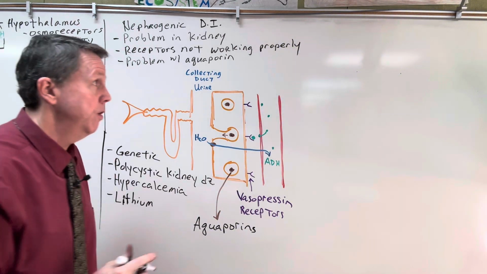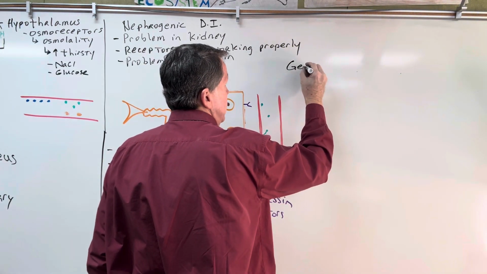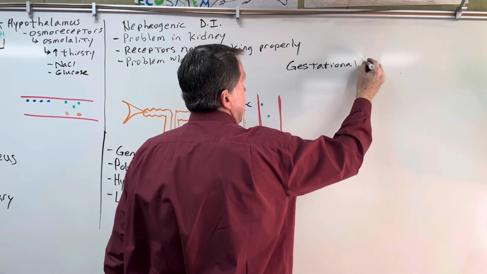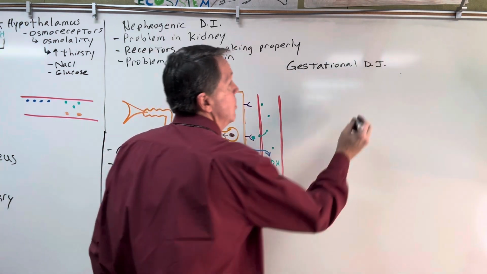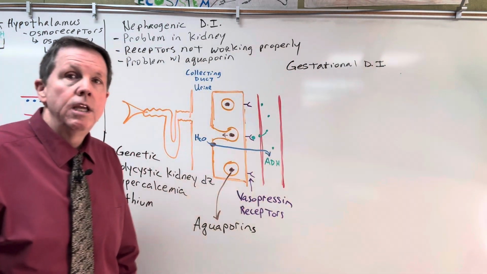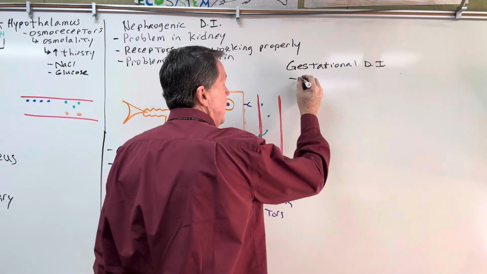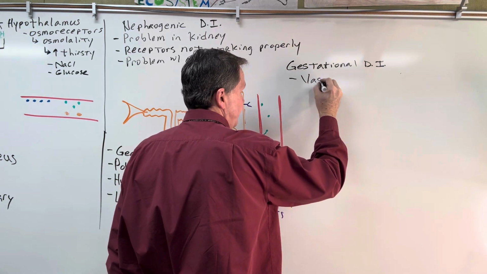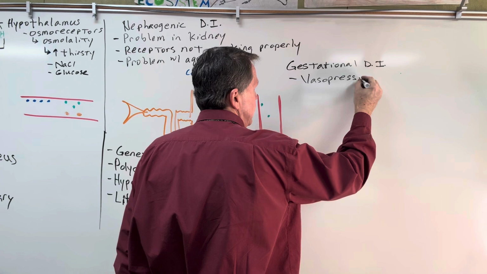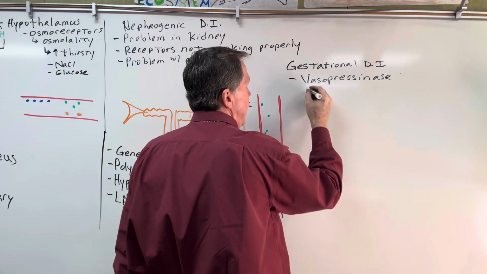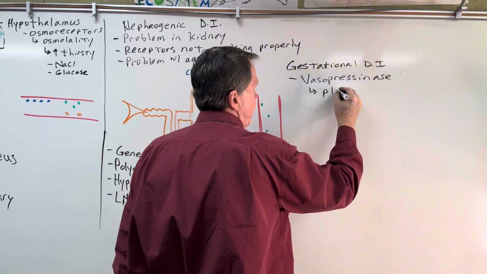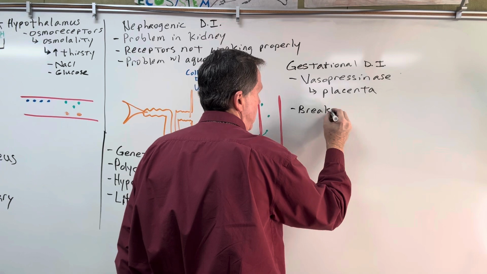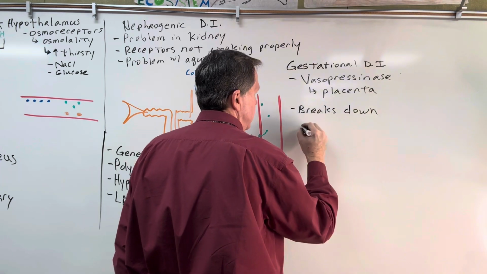Now here's another type. The third type is going to be gestational diabetes insipidus. So what happens when someone has gestational diabetes is they are going to secrete something called vasopressinase, which is an enzyme from the placenta. And what this enzyme is going to do is break down ADH in the blood.